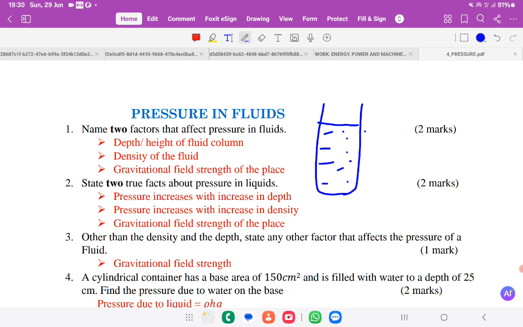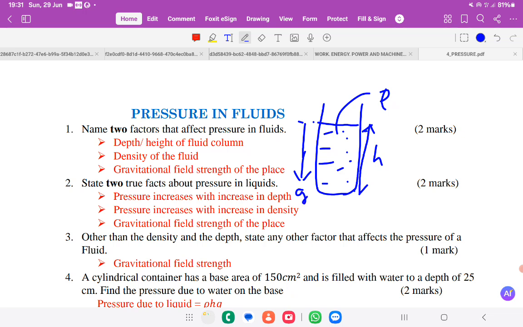This water has a column height of say height h, and it has a density rho. Remember, density is represented by the symbol rho. The molecules in it are being accelerated downwards by a force which is called weight, and such an acceleration is known as gravitational field strength, which is given the symbol g.